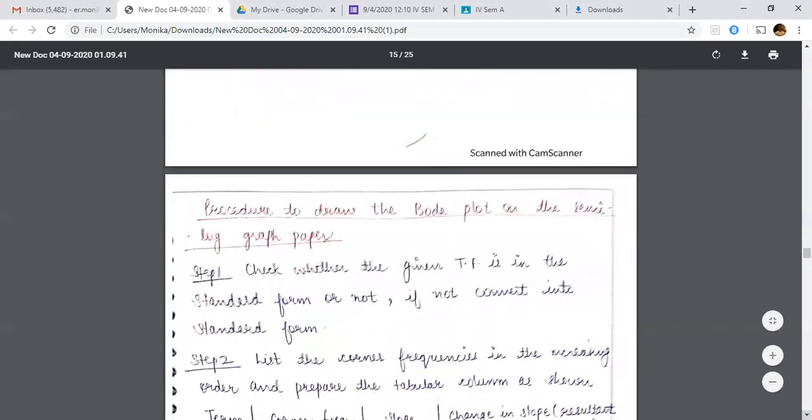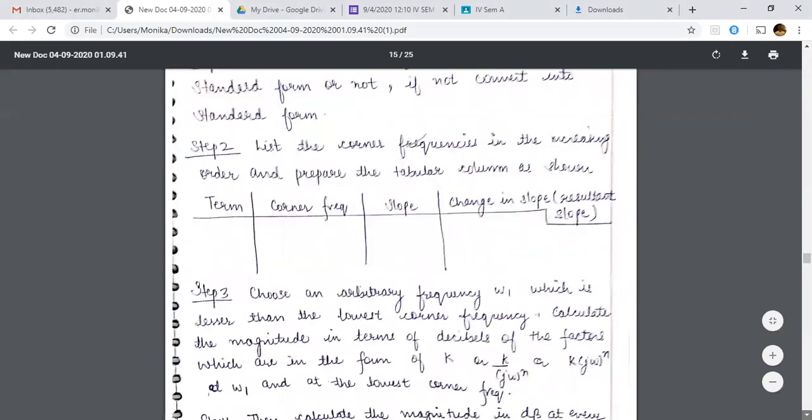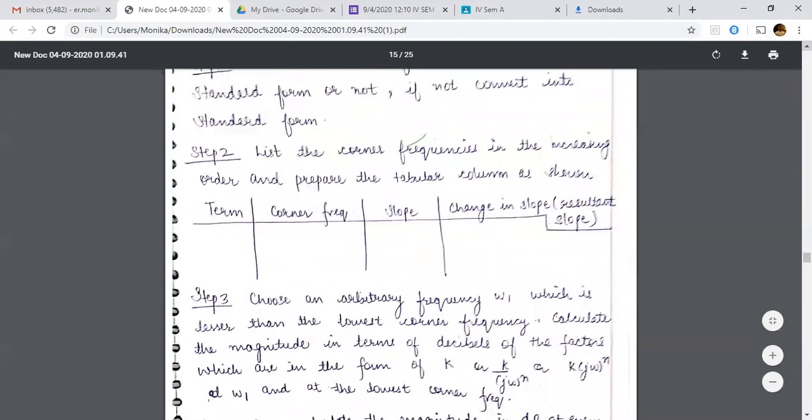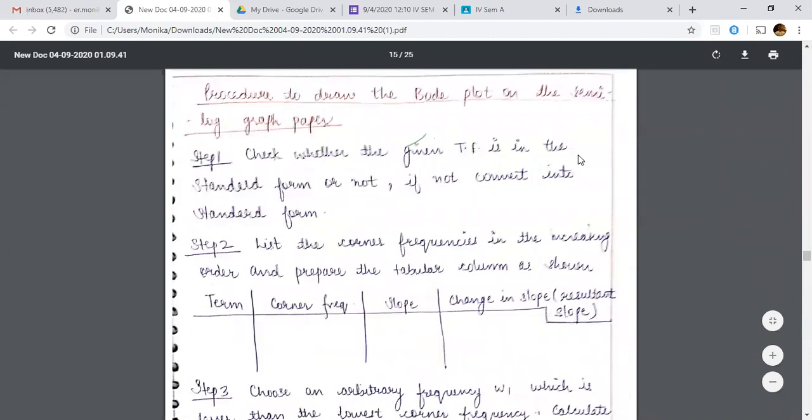Procedure to draw the Bode plot on semi-log graph paper. First two steps, you listen to me. Step one, check whether the given transfer function is in the standard form or not. What are you doing?